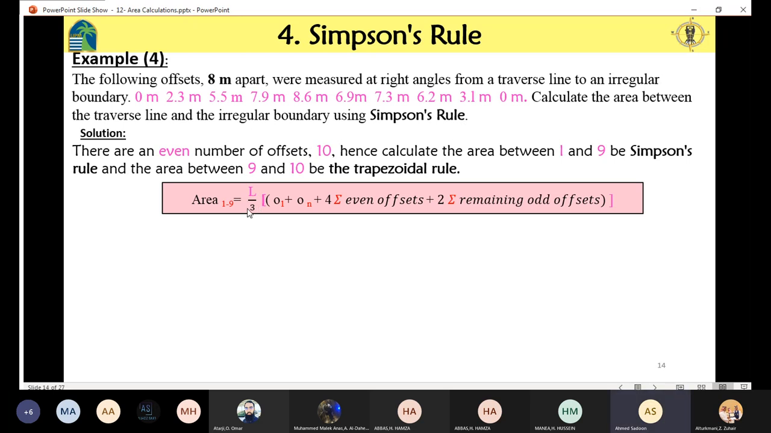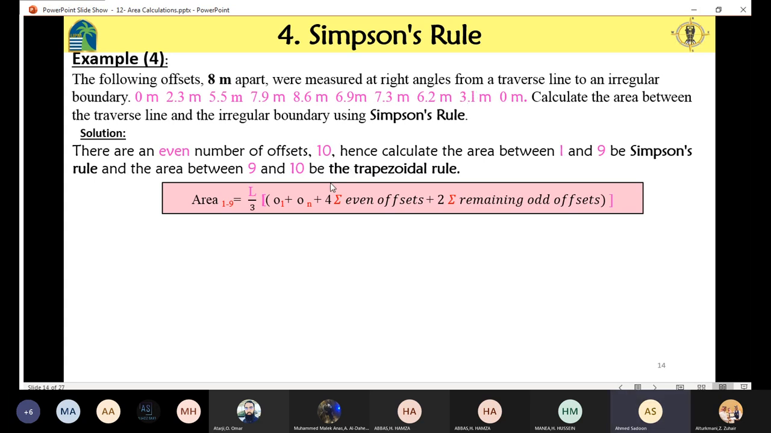Okay, so here the area is going to be applied from 1 to 9. So here he explained the area is going to be determined between the first offset and the ninth offset. So the value of L is 8, because this one is the equal distance between the offsets. The value of O1, the first offset, is going to be 0. And the value of ON is going to be 3.1.